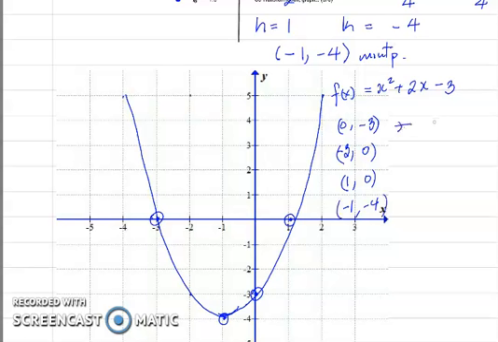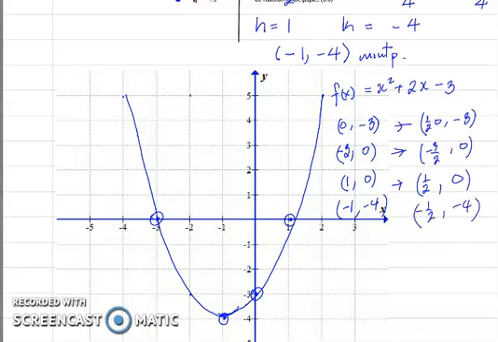Now this point is going to remain 0, -3 because it's a half of 0. The -3, 0 becomes -3 over 2, 0. The 1, 0 becomes a half, 0. And the turning point becomes minus a half, -4. So those would be my new points.